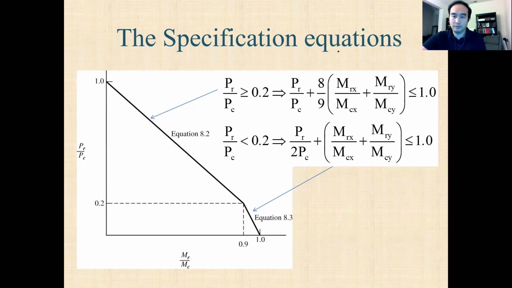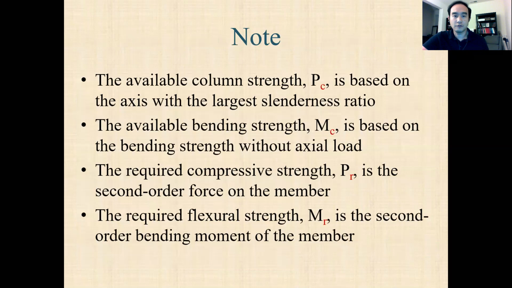And then here's a couple of notes that explain more details about the equations. I already explained about this. Available column strength PC is based on the axis with the largest slenderness ratio. Available bending strength MC, that's also capacity, is based on the bending strength without axial load. The required compressive strength PR is the second order force on the member. Required flexural strength MR is the second order bending moment of the member. Okay, so those are the capacities and demand.